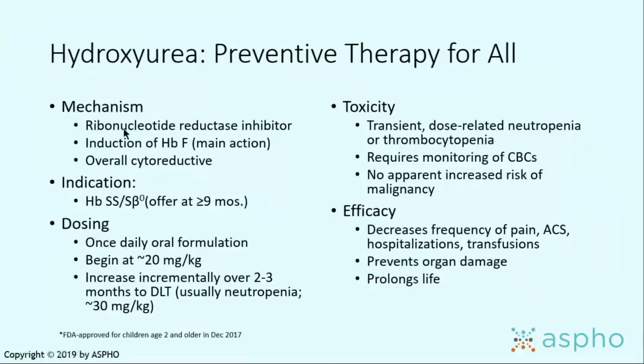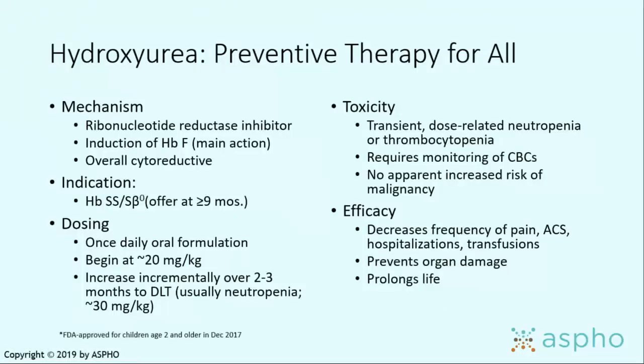So hydroxyurea: the mechanism is that it's a ribonucleotide reductase inhibitor, and its main action is to induce fetal hemoglobin production. I showed you the hemoglobin curve. You make fetal hemoglobin, and then the gamma globin disappears, and the beta globin goes up, and now you have symptoms of sickle cell disease. So by keeping the fetal hemoglobin high, you can modify the severity of sickle cell disease.